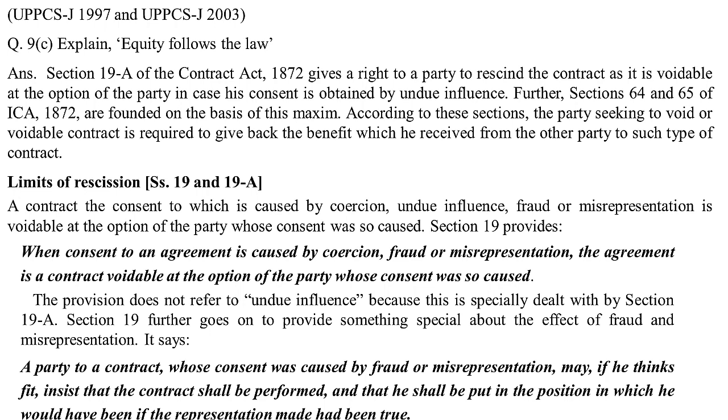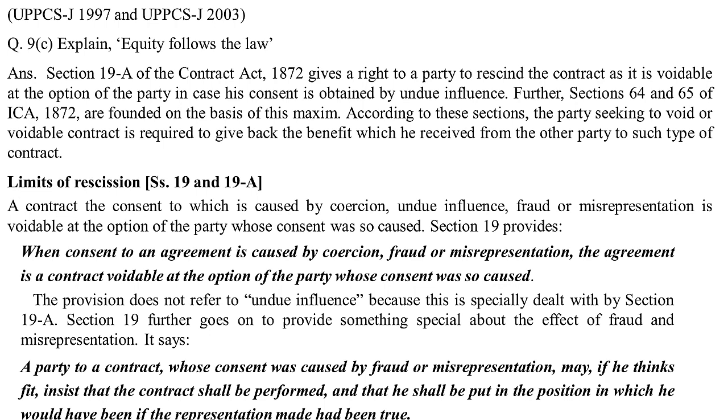Further, Sections 64 and 65 of ICA 1872 are founded on the basis of this maxim, which again was very important to mention. According to these sections, the party seeking to avoid a voidable contract is required to give back the benefit which he received from the other party to such type of contract.